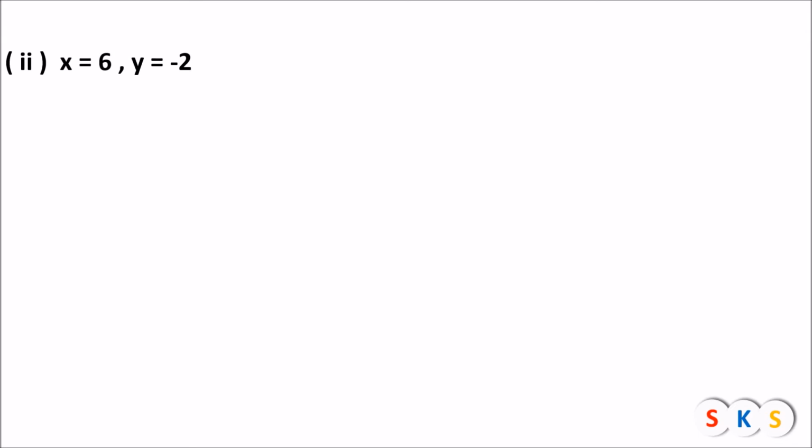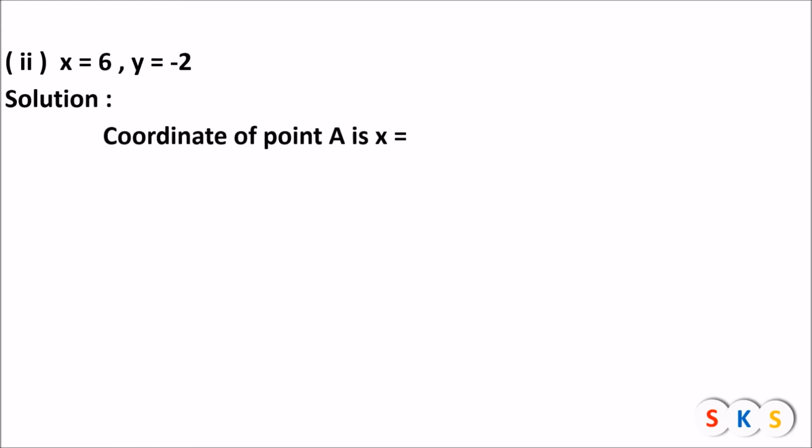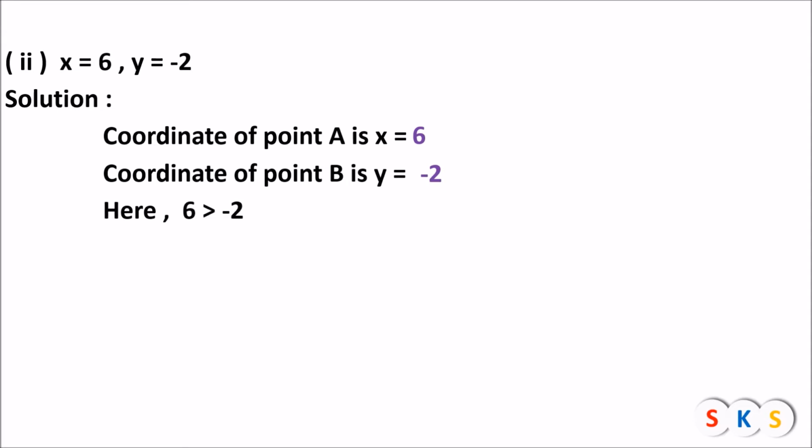Now here we have the next question. X equals 6, y equals minus 2. Here the coordinate of A is x, and x is 6. The coordinate of B is y, and y is minus 2. Which coordinate is greater among these two? 6 is greater than minus 2.